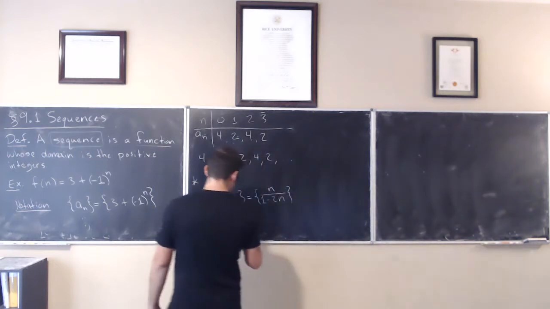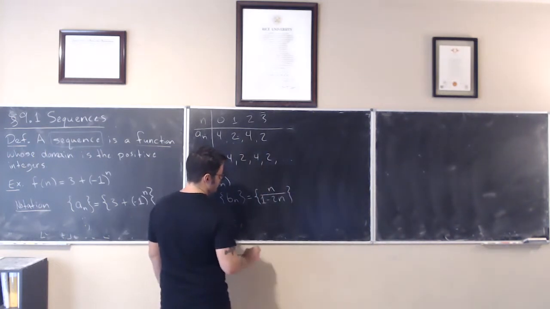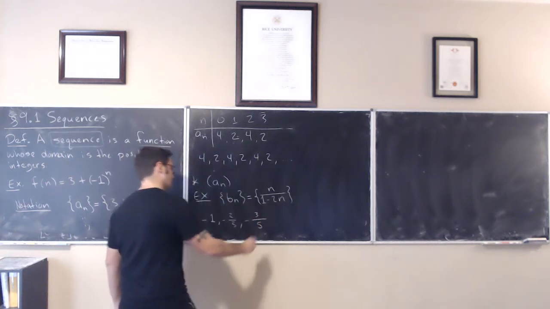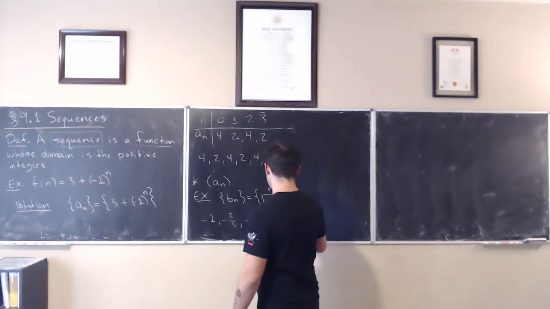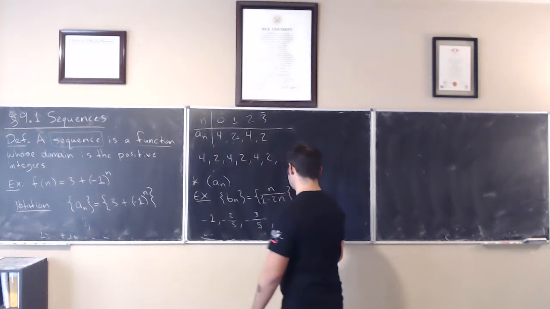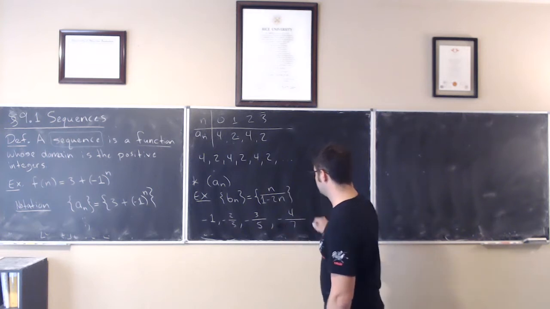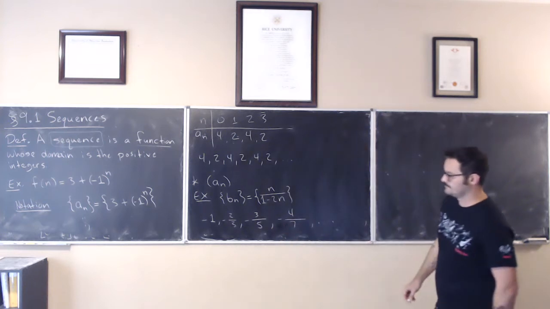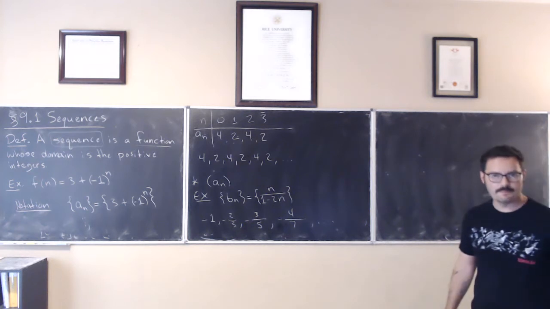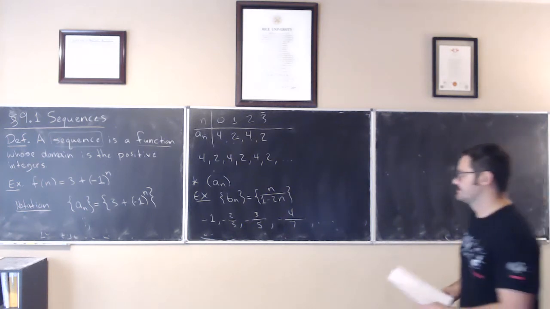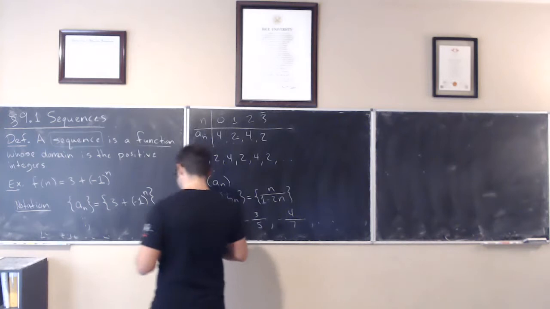And then when n is 3, we'll have 3 over, what is that? Negative 5? Yeah. Negative 3/5. And then the next one would be 4 over negative 7, and so forth and so on. Okay, so those are just examples of sequences.